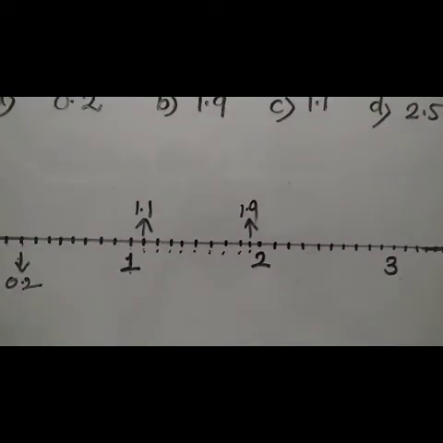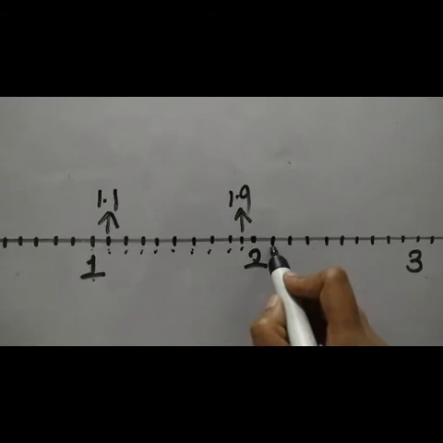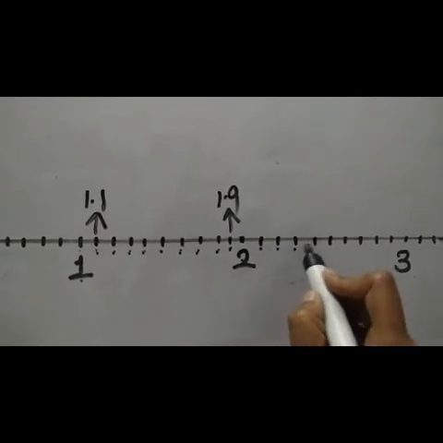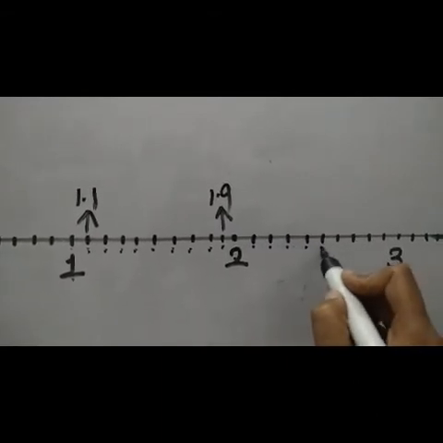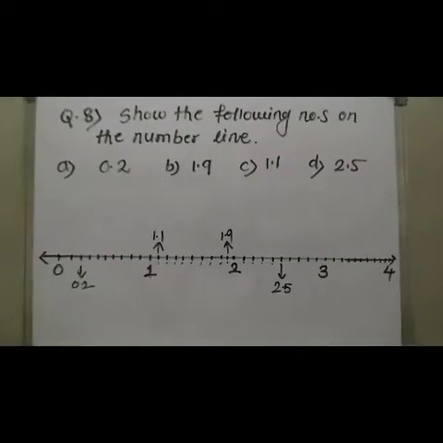And the last decimal number is 2.5. So where will the 2.5 come? 2.5 will come exactly between 2 and 3, right? This is 2. This will represent 2.1. This is 2.2, 2.3, 2.4 and 2.5. So here we can represent 2.5 on the number line.